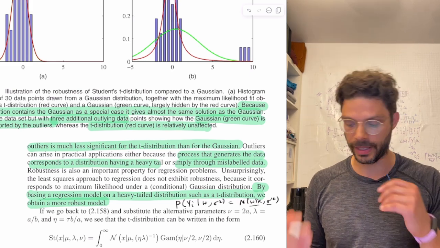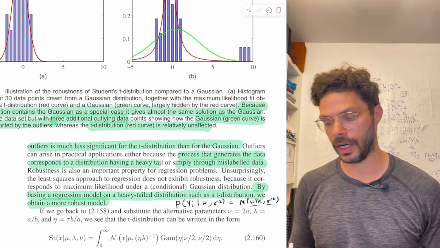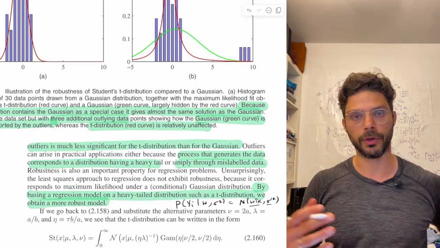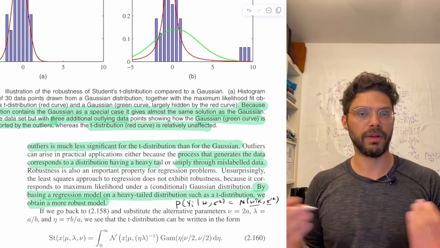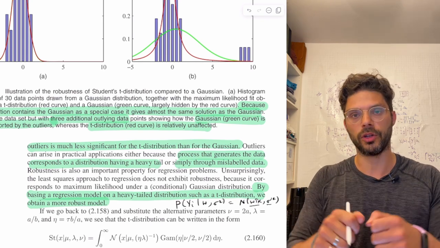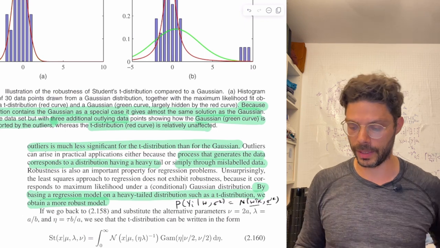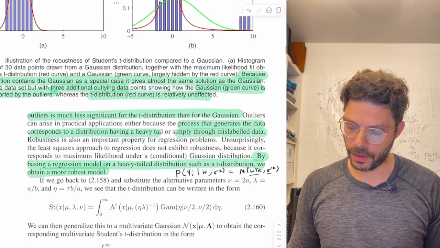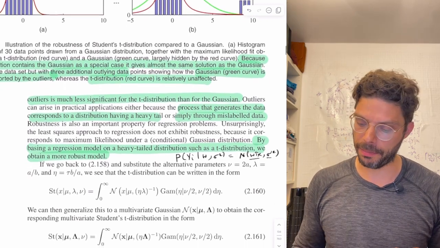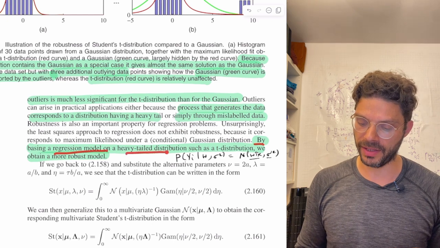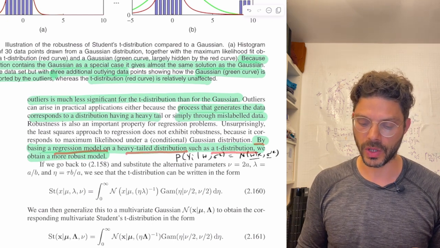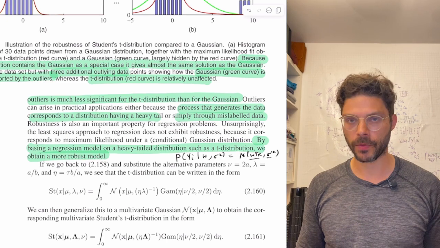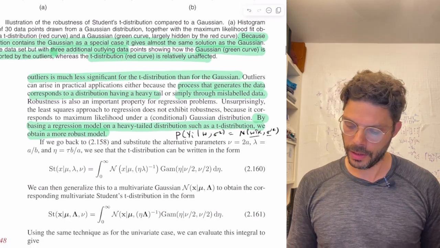You're saying that my conditional distribution is normal, so the only levers you have to play with are the variance and the mean. Whereas with the t distribution, you have this degrees of freedom that allows you to account for robustness. Okay, so what he's saying then is that by basing a regression model on heavy tail distributions such as the t distribution, we obtain a more robust model. So that's just what we've been talking about.